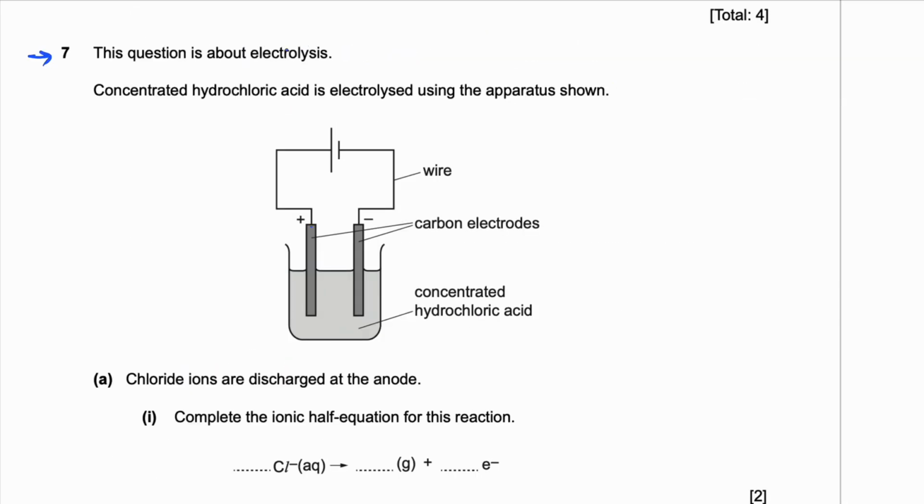This question is about electrolysis. Concentrated hydrochloric acid is electrolyzed using the apparatus shown. Chloride ions are discharged at the anode. Complete the ionic half equation of this reaction. So the chloride ions: chlorine exists as diatomic, so it has to be chlorine gas as a diatomic. That's why we need to use 2 chloride ions, and of course it's going to release 2 electrons.